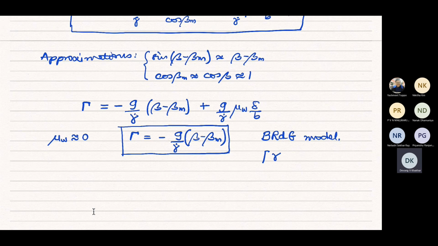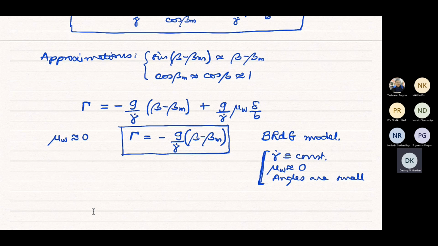So what are the assumptions to go from the general model to here? The assumptions that we made is gamma dot is constant. That is one assumption. And then we also said that mu w is almost equal to 0, so there is no wall friction. And then we said that the angles are small. So these are the assumptions that we made to reduce our general model. And when we make these assumptions, the deposition rate is essentially given by the BRDG model.